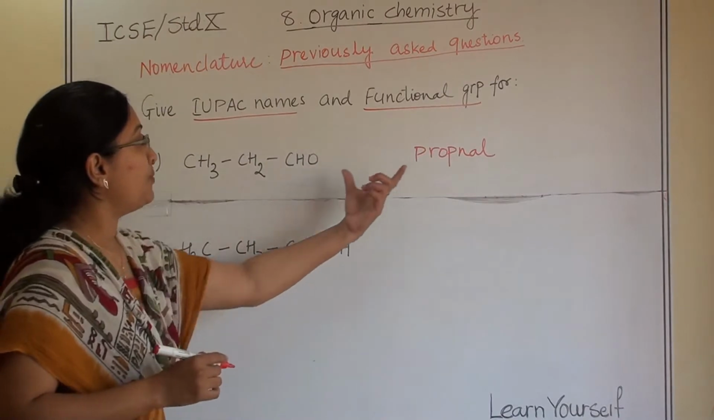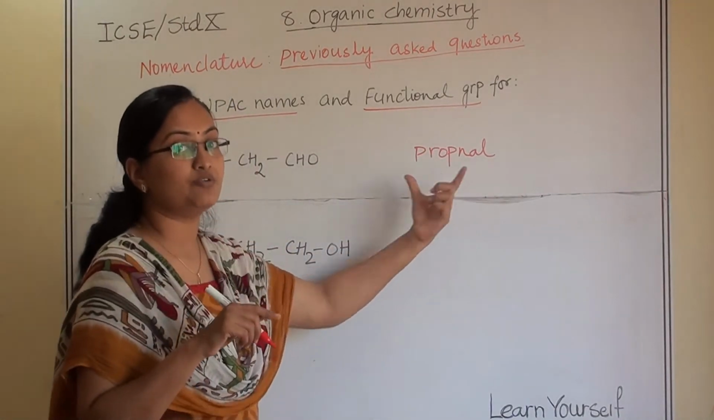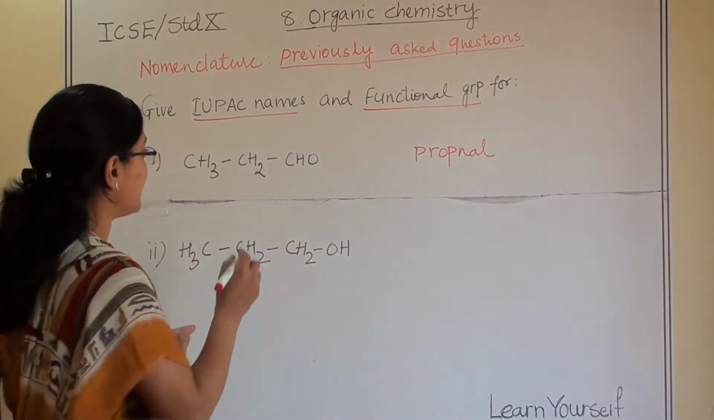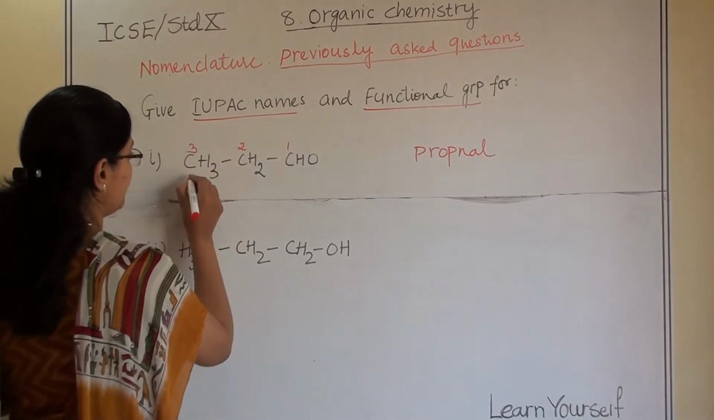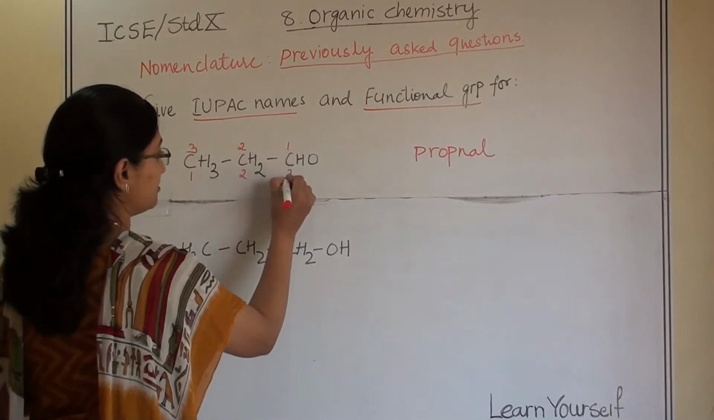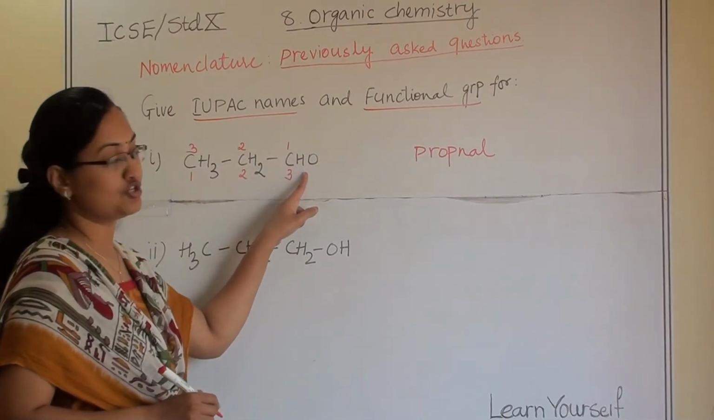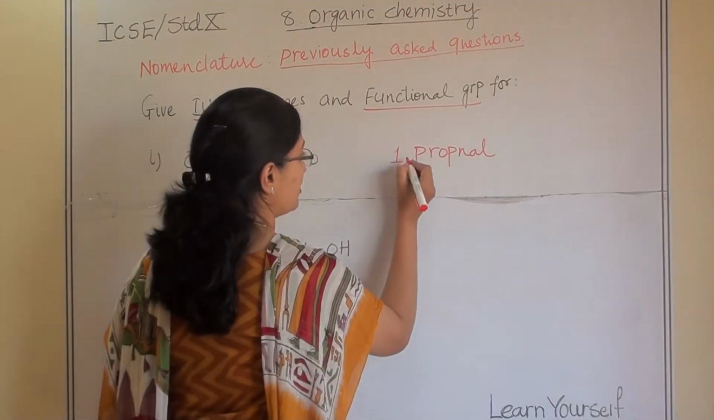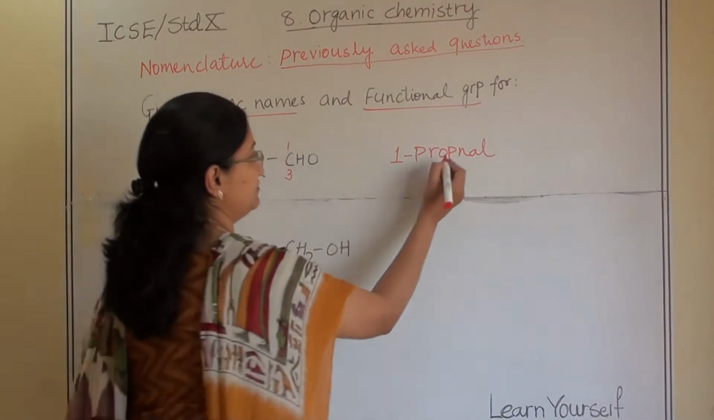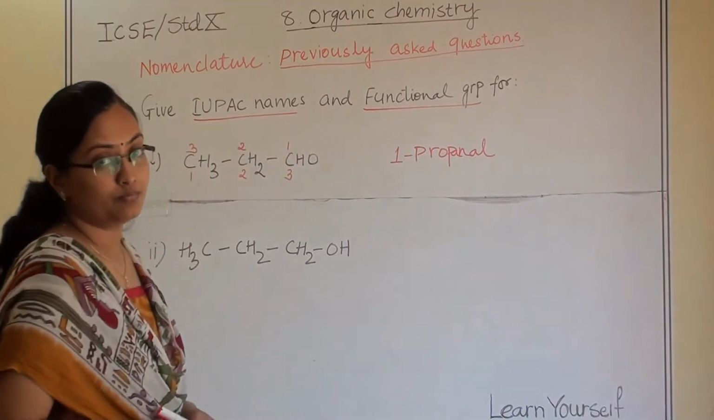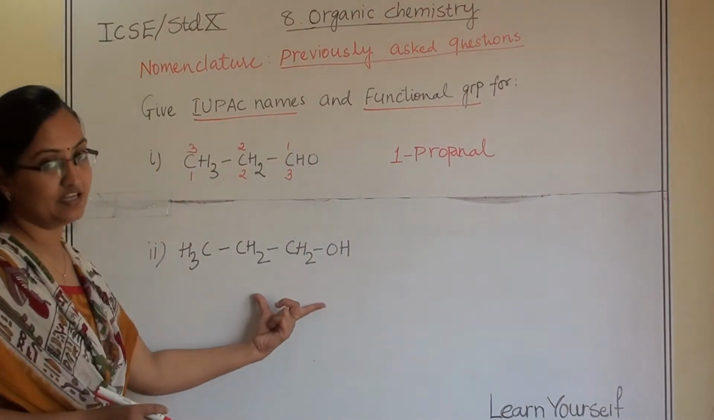Now propanol says that somewhere a CHO group is there, but we have to identify where it is. So first, second and third, and we are always giving a smaller number to the functional group. So here I am going to write 1-propanol. Now second, first rule, identify the chain.